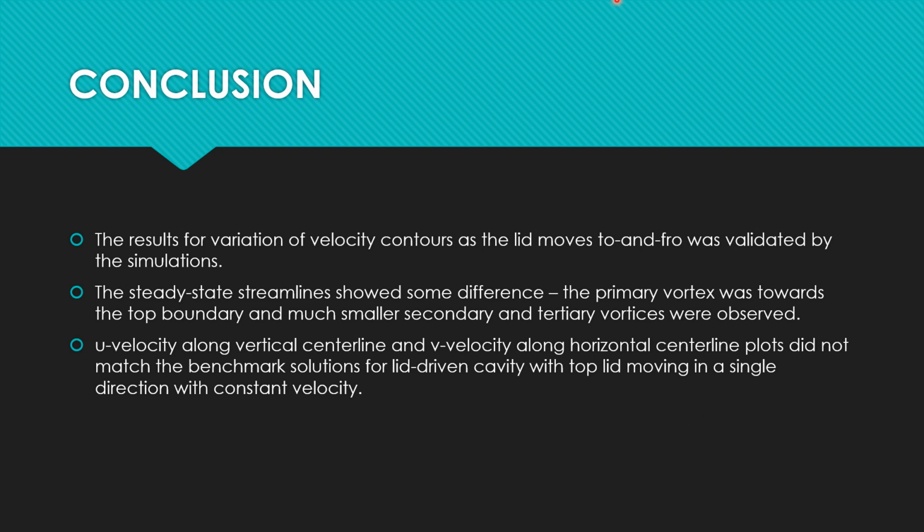Lastly, we go to the conclusion. The results for variation of velocity contours as the lid moves to and fro was validated by the simulations. The steady state streamline showed some difference as the primary vortex moved towards the top and the secondary and tertiary vortices were very small. And the U and V velocities along the center lines did not really match the benchmark solutions given by GIA.